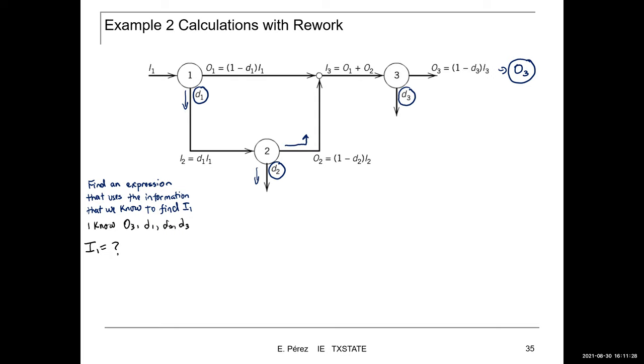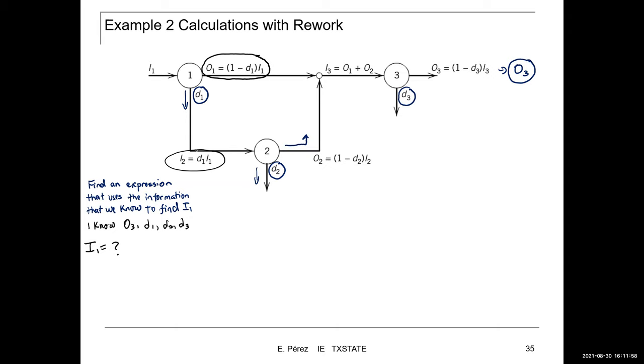So we can start building this expression as follows. You see, I'm giving you some information already. We know O1 is going to be equal to 1 minus D1 times I1. We know that this flow up right here is going to be equal to the input of 1 times the defective rate.